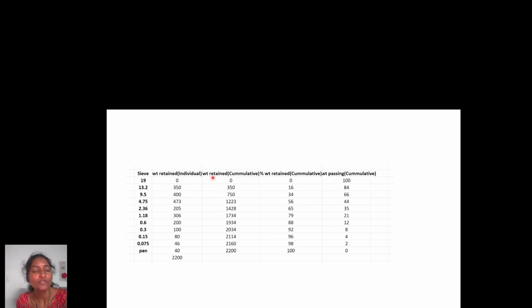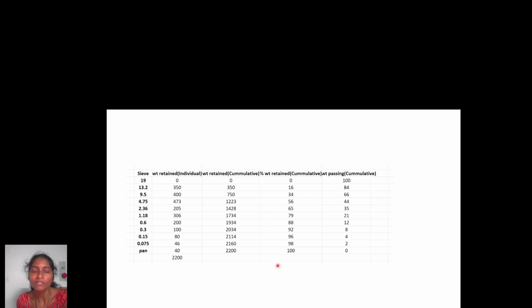If I want to calculate the cumulative retained, on 19, 0 is retained, on 13.2, 350. On 9.5, 400 is retained, as given. If I want to calculate on 9.5, already 350 is retained on 13.2. If some aggregates were retained on 13.2, they would definitely be retained on 9.5. So you can calculate the cumulative in such a way. These are the cumulative weights retained. Now this 350 is how much percentage of the total 2200? 350 by 2200 into 100, you will get 16%. 750 is nothing but 34% of 2200. So here I have calculated the cumulative percentage weight retained.